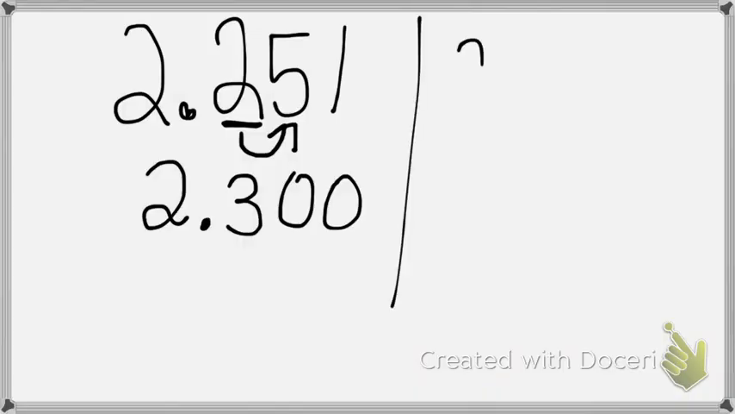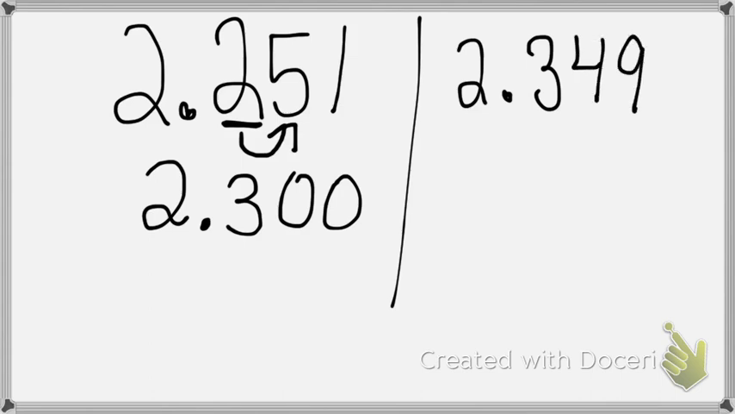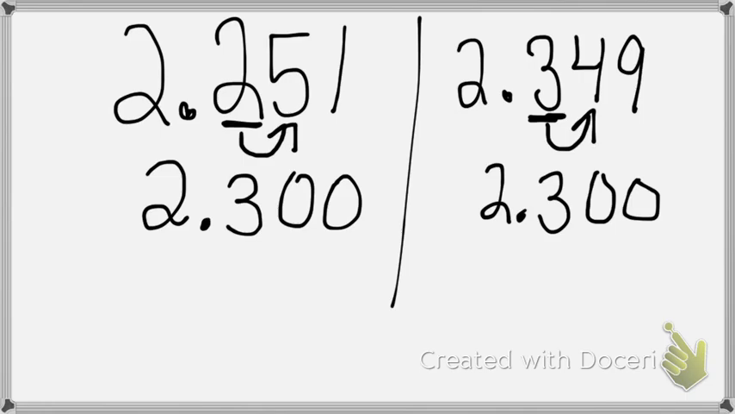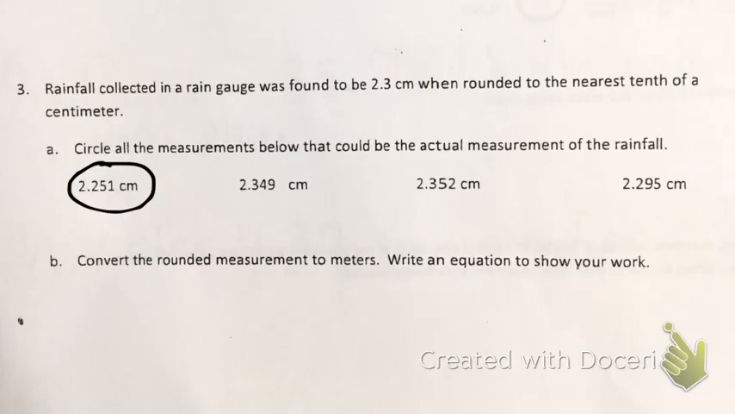What about 2 and 349 thousandths? Let's try that one. I'm going to underline the tenths place and draw an arrow to the 4. Can the 4 change that 3? It is not strong enough. So the 3 stays the same, and all numbers to the right of it become zeros. Is that considered 2 and 3/10 centimeters? Yes, I just changed it to 2 and 3/10. Both of these have been rounded to the nearest tenths place.